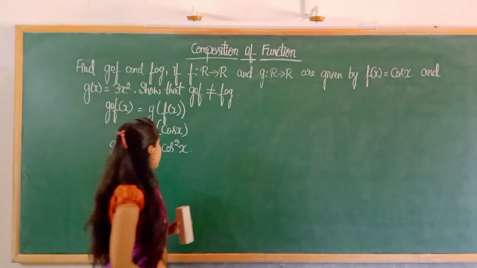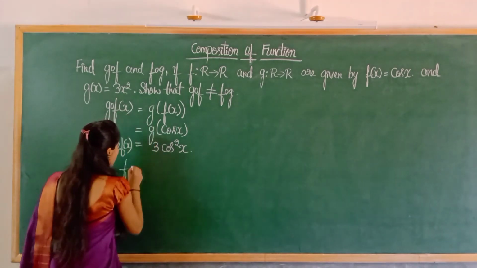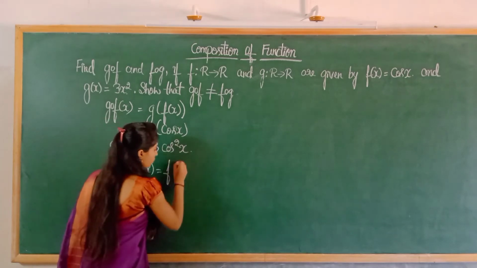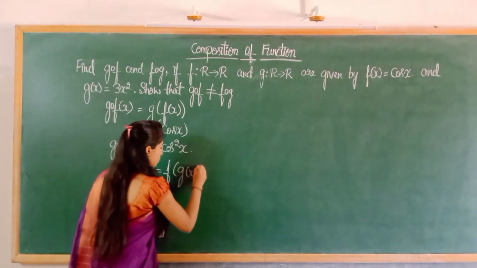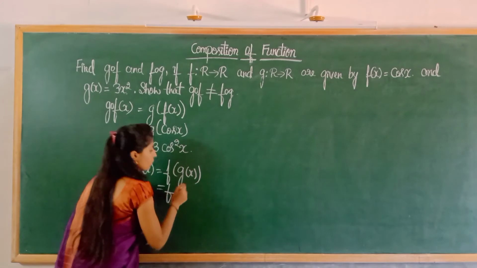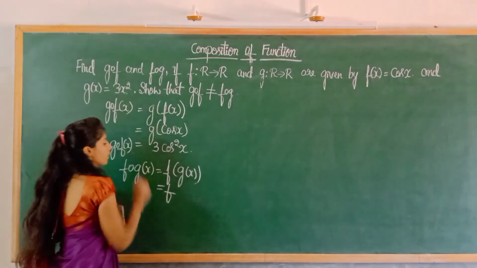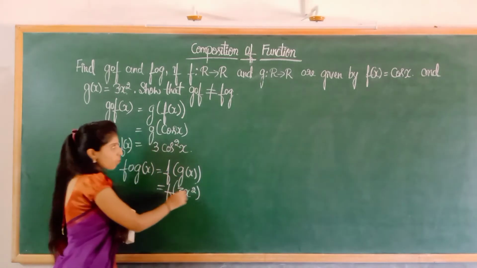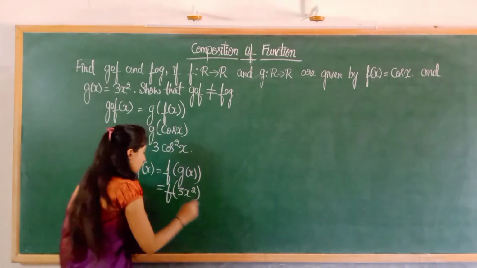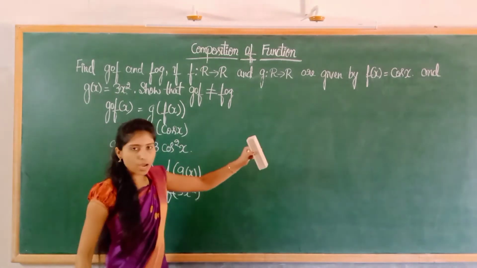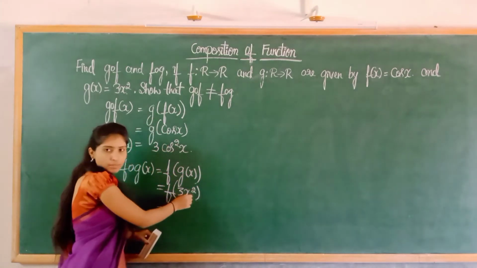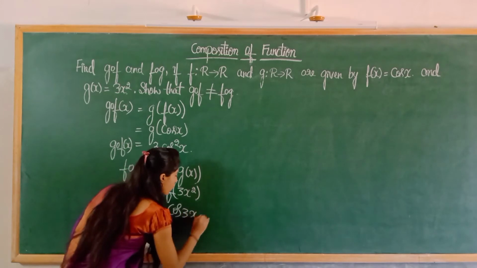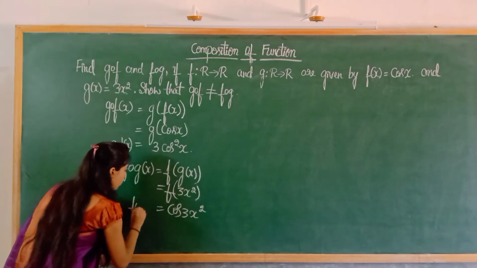Then next is f composition g of x. f of g of x, where g of x is the given 3x square. It is in the form of f of x, and f of x means cos x. In place of x we have to write 3x square, so cos 3x square. This is f composition g of x.